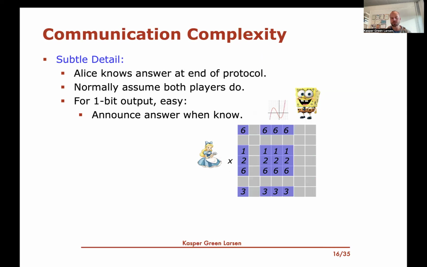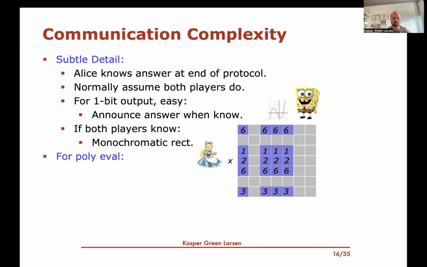And basically we zoom in on a rectangle where everything is the same inside this rectangle, that it's all ones or all zeros. So if both players know the answer, it has to be the case that the rectangle is a so-called monochromatic rectangle. It's either all zeros or all ones, or it's all the same, at least. That's what we mean by monochromatic.